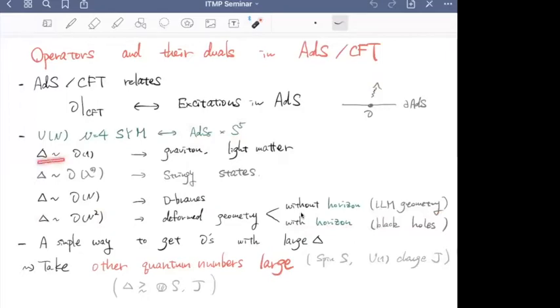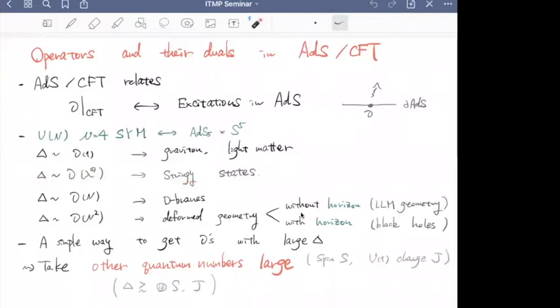In between these two, there are operators whose dimension grows if you increase the 't Hooft coupling, but doesn't scale as N. Those operators correspond to stringy states, or massive string excitations.